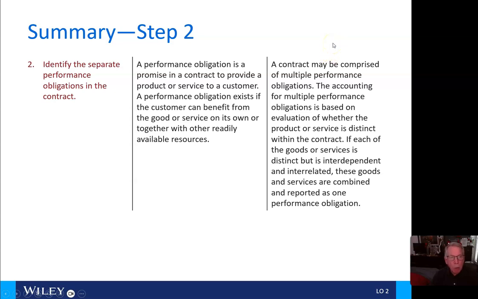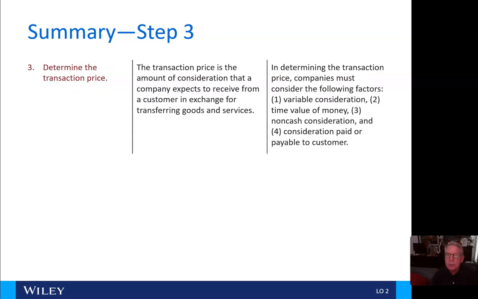The accounting for multiple performance obligations is based on evaluation of whether the product or services is distinct within the contract. If each of the goods or services is distinct but interdependent and interrelated, these goods and services are combined and reported as one performance obligation.